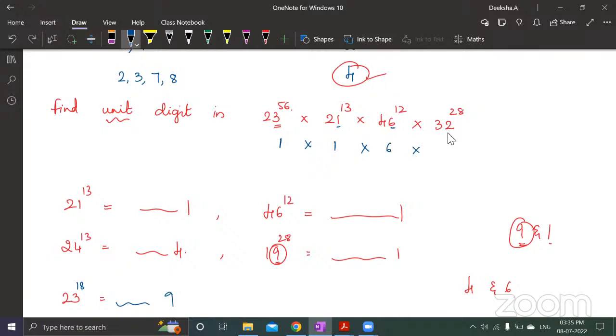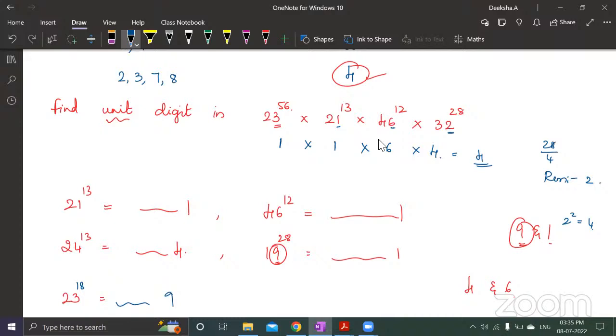Next, 32 power 28. Base is 2, which also has 4 last digits. So 28 you divide by 4. And what is the remainder? 4 6s are 24, remainder is 2. Since the remainder is 2, for this base you take this power. 2 power 2 is 4. So 4 is the last digit. Now 1 into 1, 6 into 4, 6 into 4 is 24. So the last digit is 4. Here, in the question, they will definitely not ask you the full answer. You will be asked to find only the last digit. Is this clear, everybody?